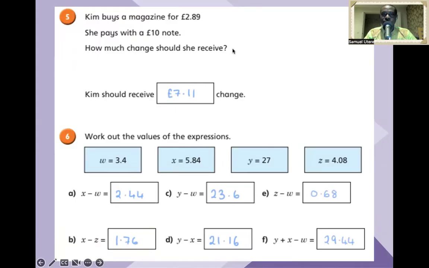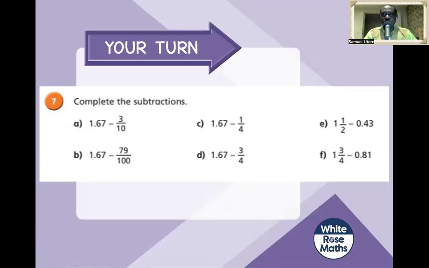Okay. Or formal method. Here you're giving values for these variables. So letters are called variables in maths. So you ask, work out values of the expressions. So again, for the first one, you're going to have to do 5.84, which is x, subtract or minus 3.4. Again, you can use your column method. Okay, practice, practice, practice. You get better by doing that. Pause the video and answer question 7 in 3 minutes.